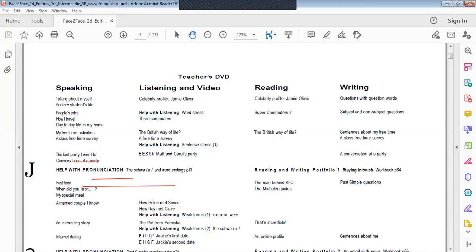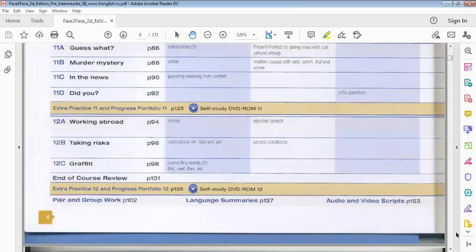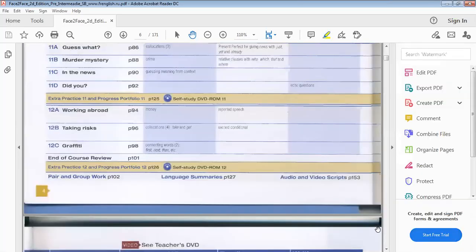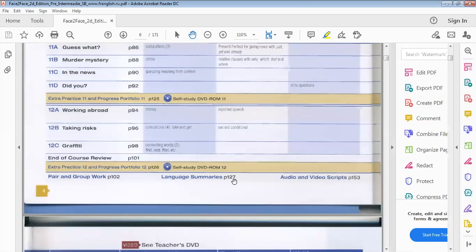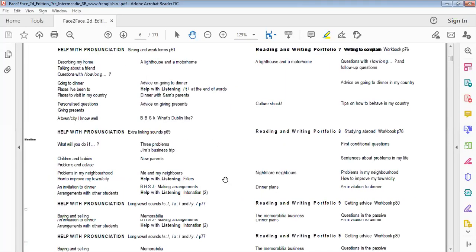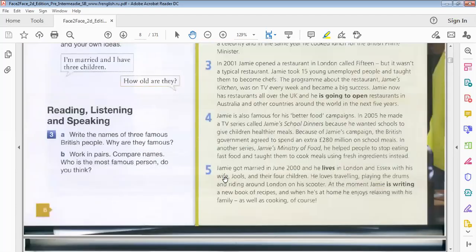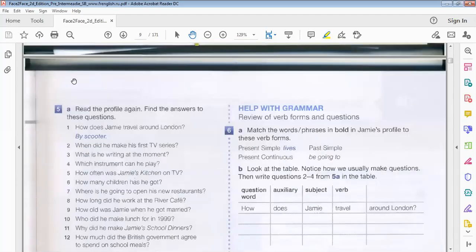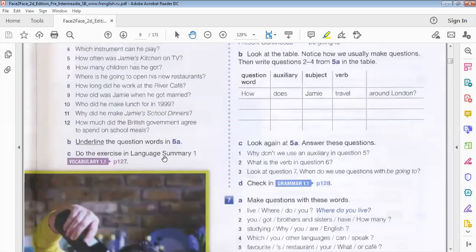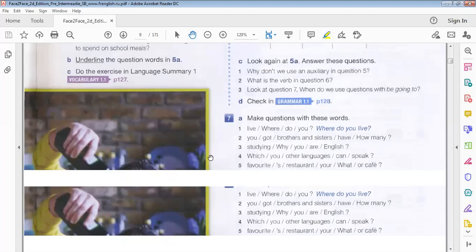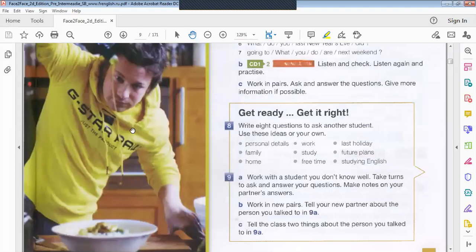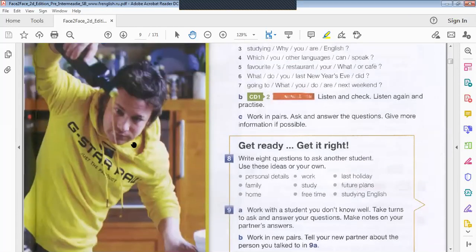So we did number 5 just now. Let's check number 6. Okay, we finished number 5. We checked the language summary exercise. All right, let's see. Number 6 is on the other side. Here he is pouring some olive oil.